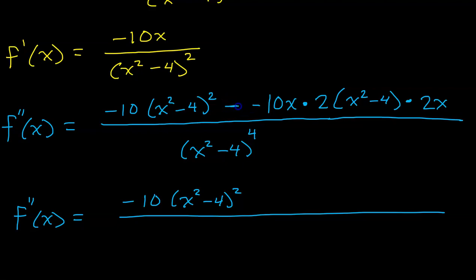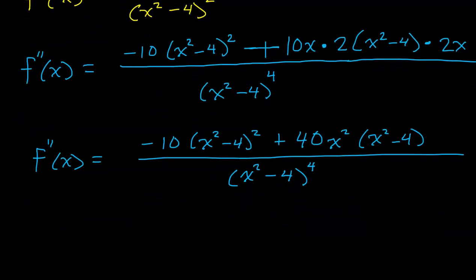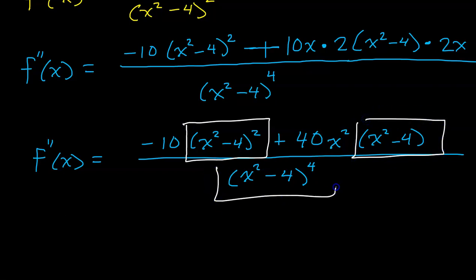For example, we have a minus negative here, so that's going to be a plus. Okay, and 10 times 2 is 20, times 2 is 40. And then we have the x and the x, so that'll be 40x squared. All right, x squared minus 4. Okay, so we have x squared minus 4 to the 4th power. Notice that every single term has one of these guys. All right, every single term has one.